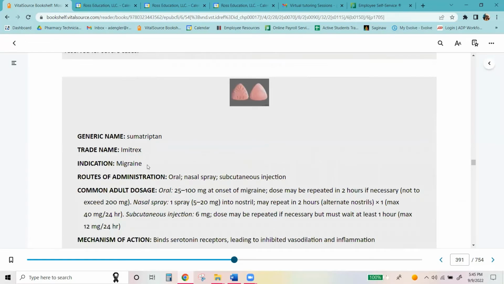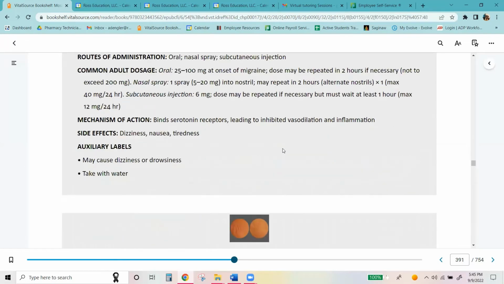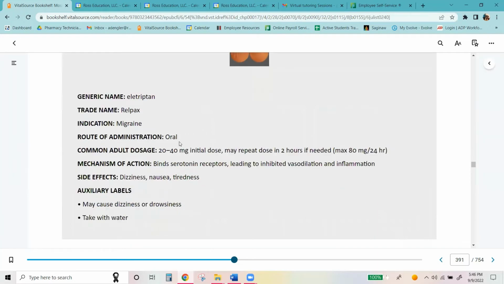The medication Imitrex is available as an oral, a nasal spray, and a subcutaneous injection. The medication Relpax is only available as an oral.